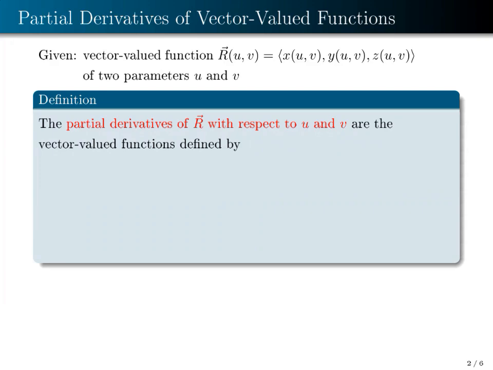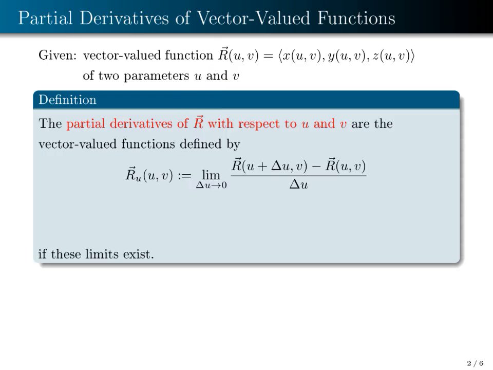Recall that parametric surfaces are the graphs of vector-valued functions in two parameters, say u and v. Suppose r of u,v with component functions x of u,v, y of u,v, and z of u,v is such a vector-valued function. Since r of u,v is a function of two variables u and v, we will talk of the partial derivatives of r with respect to u and v.